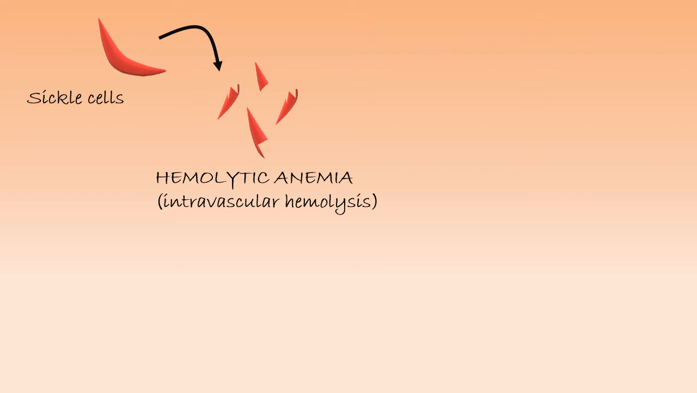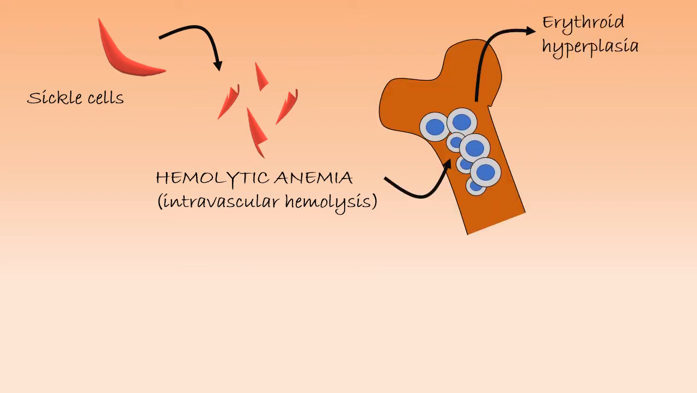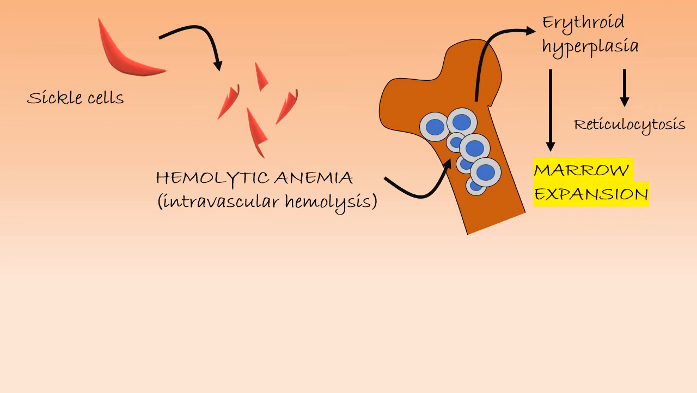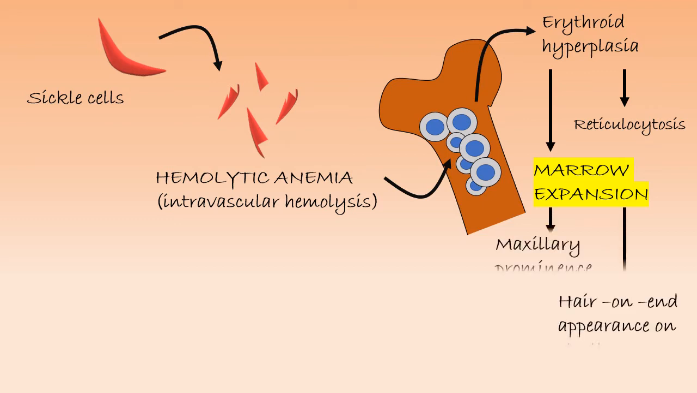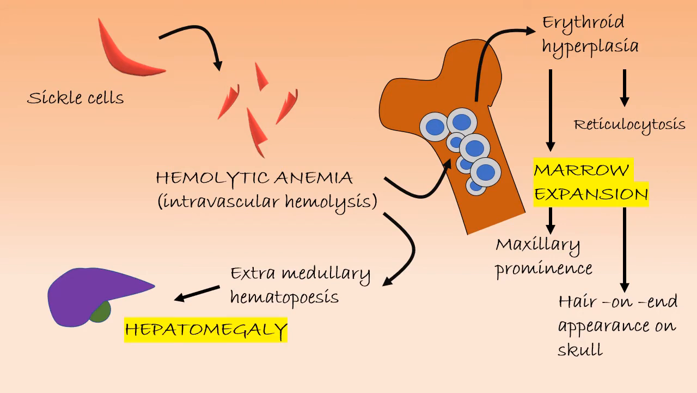As a result of the intravascular hemolysis, there is erythroid hyperplasia within the bone marrow. This is manifested as increased production of reticulocytes in the peripheral blood. It also leads to marrow expansion, which manifests as maxillary prominence and a visible hair-on-end appearance of the skull, as seen in radiology films. Intravascular hemolysis also causes extramedullary hematopoiesis, that is manifested as hepatomegaly.